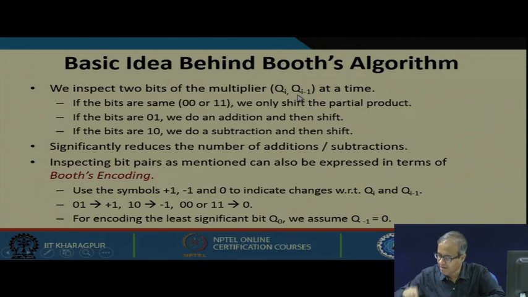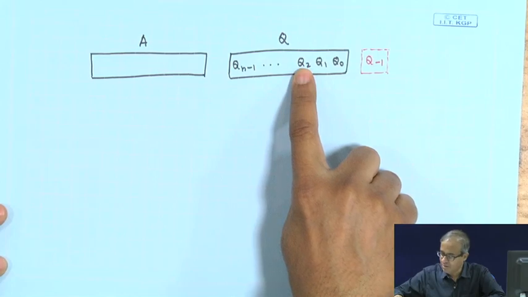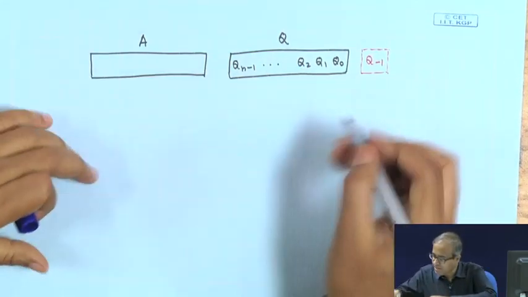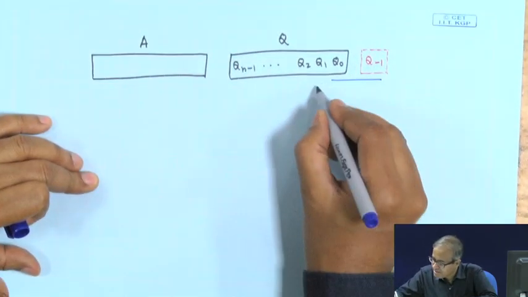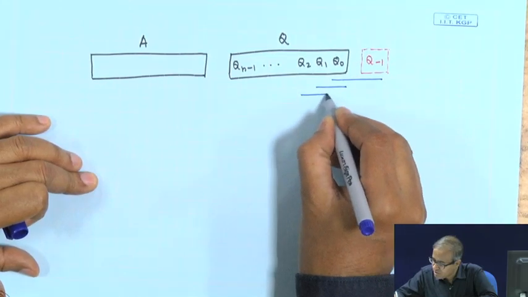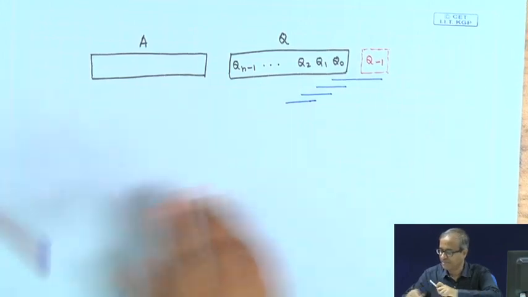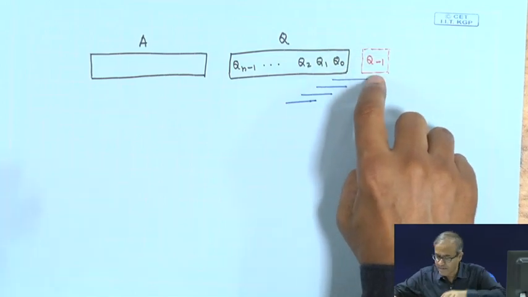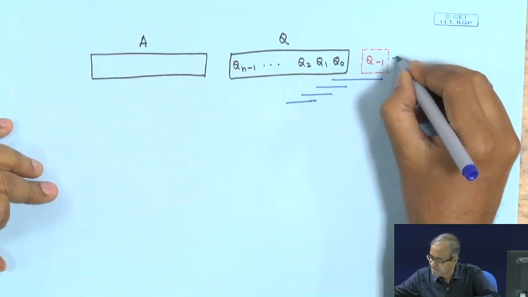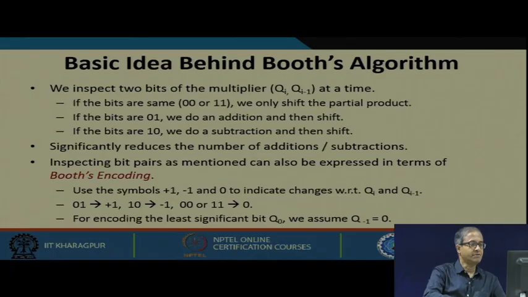So, you see, earlier we were looking at Q0 first, then Q1, then Q2, but now we shall be looking at pairs Q0, Q minus 1, that is why this additional bit we have kept, then Q1, Q0, then Q2, Q1, then Q3, Q2 and so on, pairs of bits. This is the basic idea. Because of this pairing, we need to add another flip-flop at the end, which is initialized to 0.